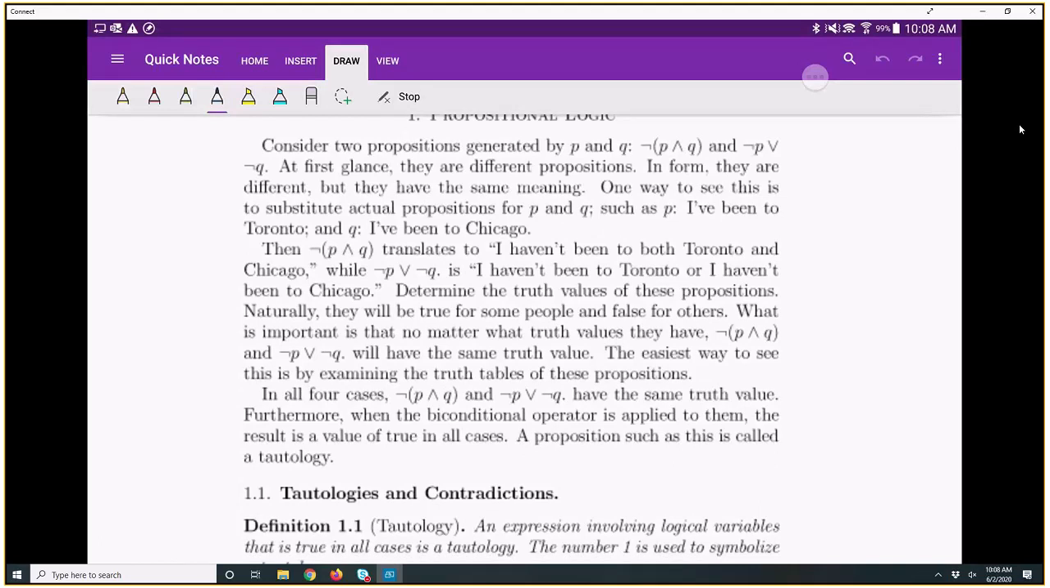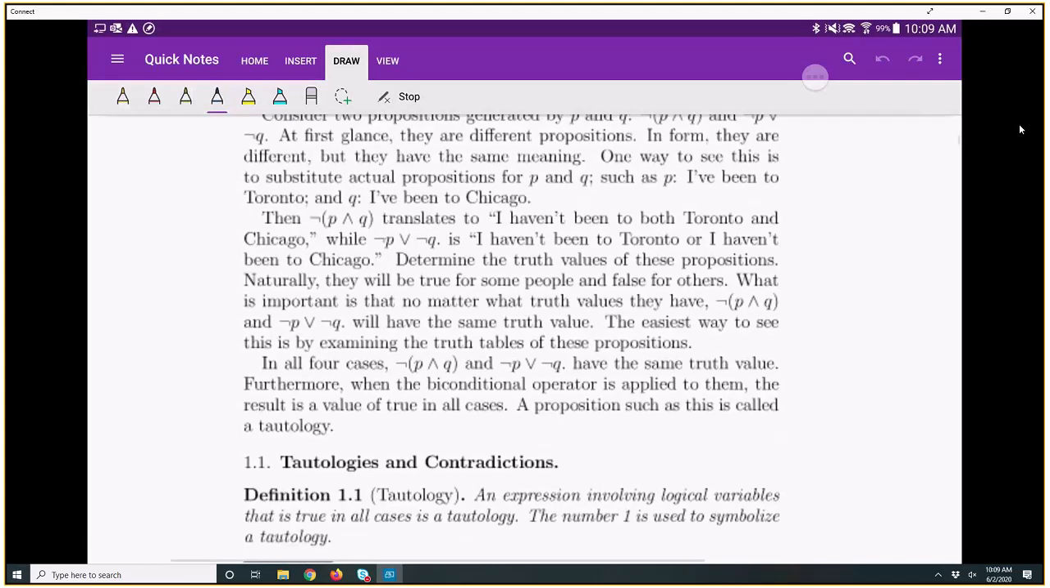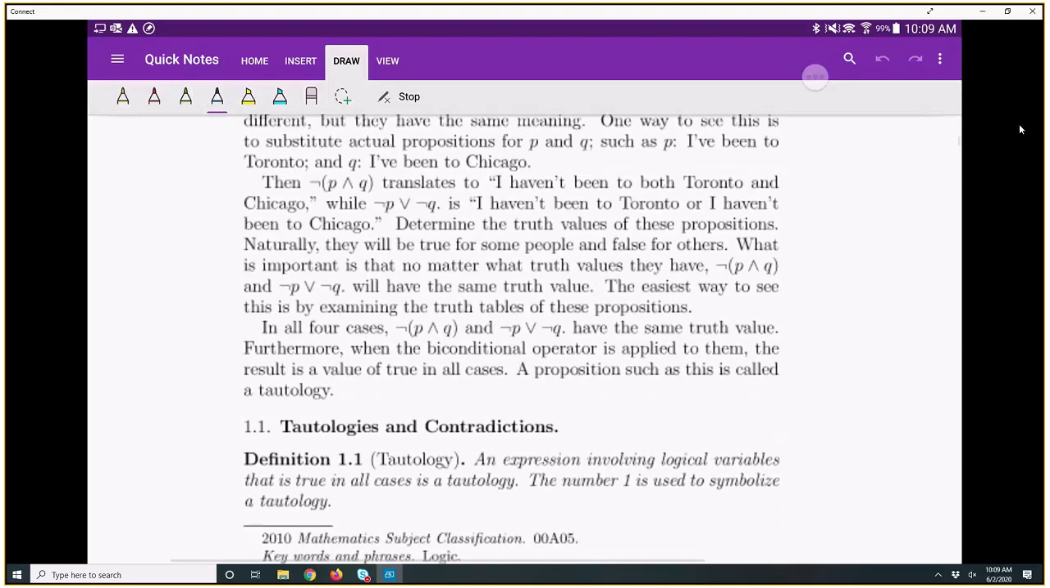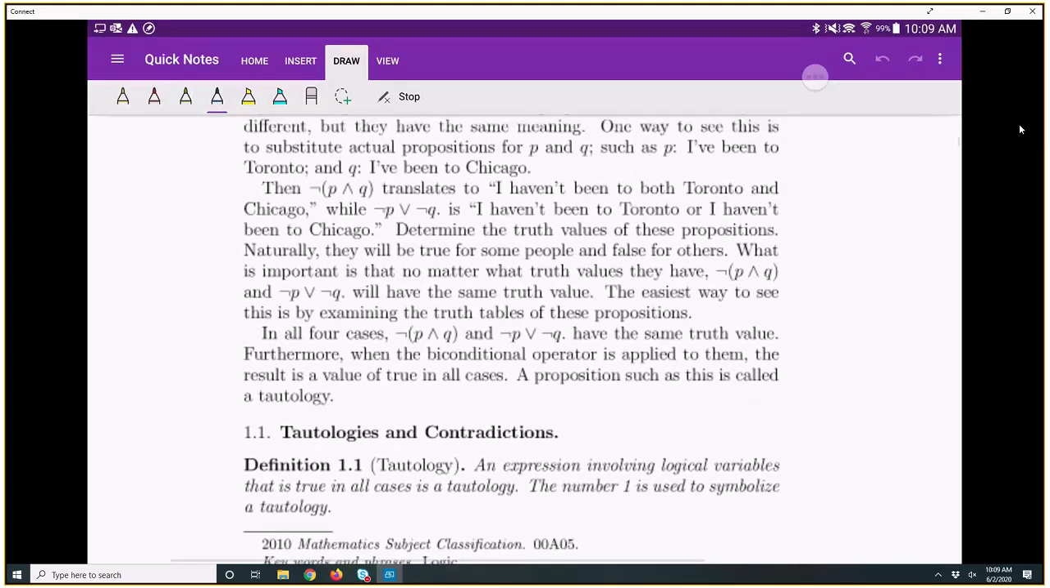So one way to see this is to substitute actual propositions for P and Q. Here's an example. Let P be, I've been to Toronto, and let Q be, I've been to Chicago. Then the first one, not (P and Q), translates to, I haven't been to both Toronto and Chicago, while the second one, not P or not Q, is, I haven't been to Toronto or I haven't been to Chicago. So clearly we can understand that these have the same meaning.